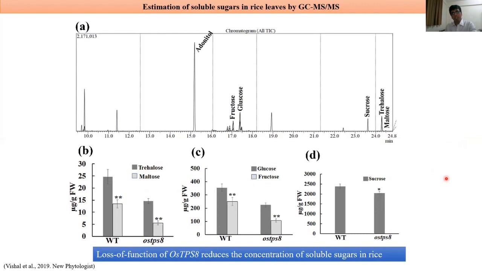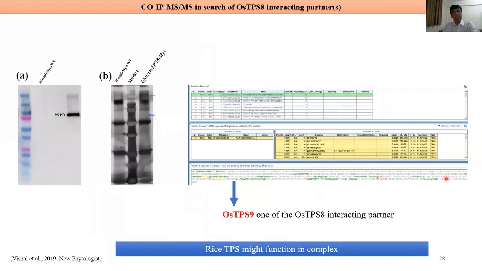To know more about the interacting partners or the targets of the OsTPS8, we exploited the tag line. We have the overexpression line of OsTPS8 with the C-terminal MYC tag. So we use this for the immunoprecipitation. So this is the Western blot showing 95 kDa OsTPS8-MYC band using the anti-MYC antibody. And then by this antibody, we use the immunoprecipitation to pull down the OsTPS8 interacting partners with the anti-MYC antibody.